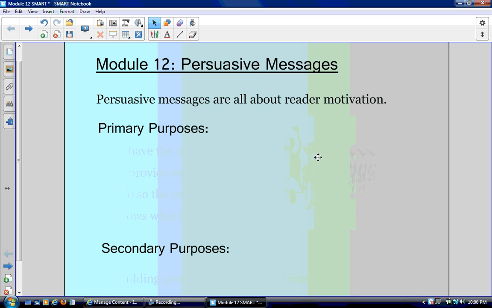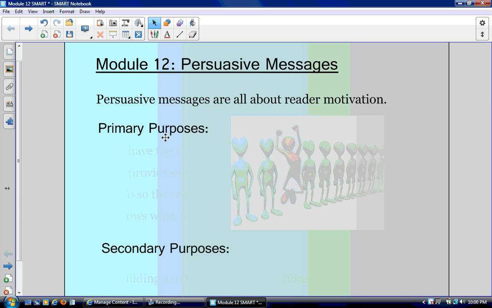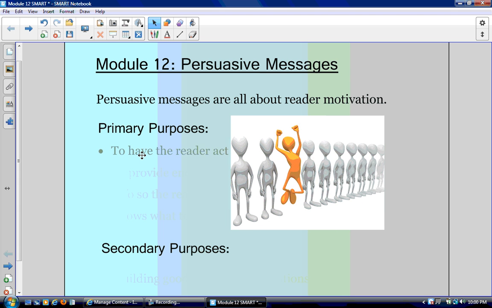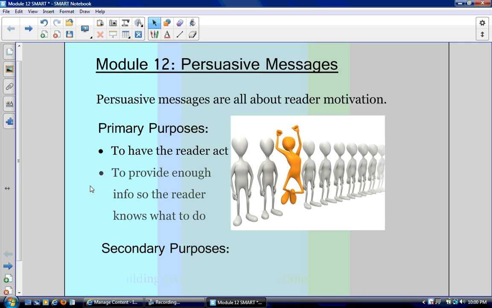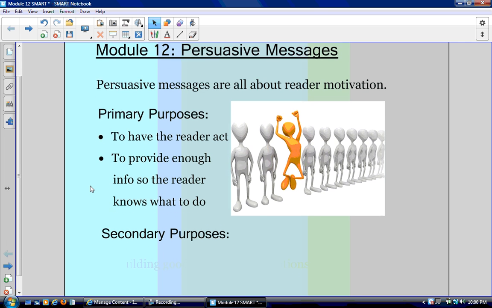So in terms of the primary purposes of a persuasive message, they're all about reader motivation. And so you primarily want the reader to act, and you want to provide enough information so they know exactly what to do, so the job gets done exactly as you need it to.